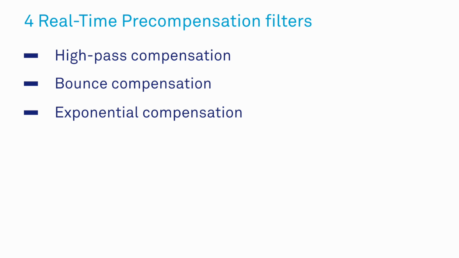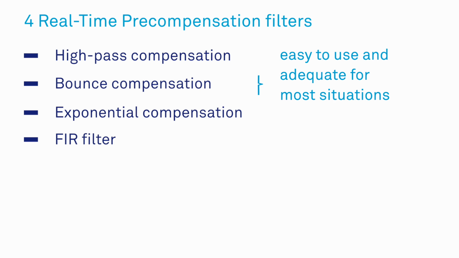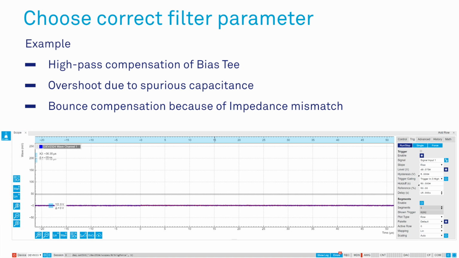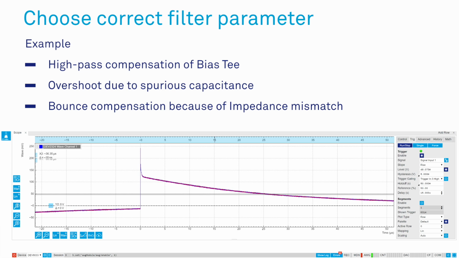Our real-time precompensation comes with 4 different filters: the high-pass, bounce, and exponential compensation, as well as an FIR filter. However, the most common situations can be solved with the first 3 filters using only 2 parameters per filter. Let's have a look at how to choose them with an example of a distorted rectangular signal.